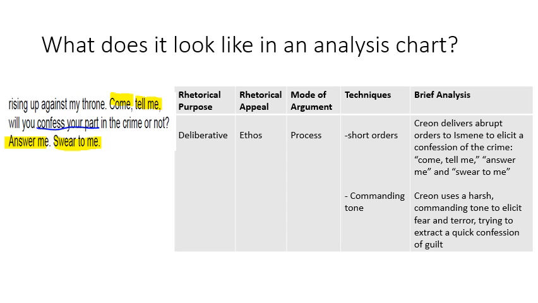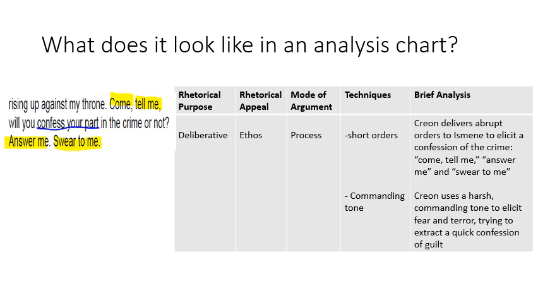So again, what would the chart look like for this component? Well, you've got deliberative rhetoric used once again, an appeal to ethos, again denoting her as a criminal or as a conspirator, again attacking her character. He's proceeding to tell her specifically what to do. First, you come, tell me, then you confess, answer my brief questions, and then you swear to me that what you said is the truth and nothing but the truth, and then I will probably execute you.